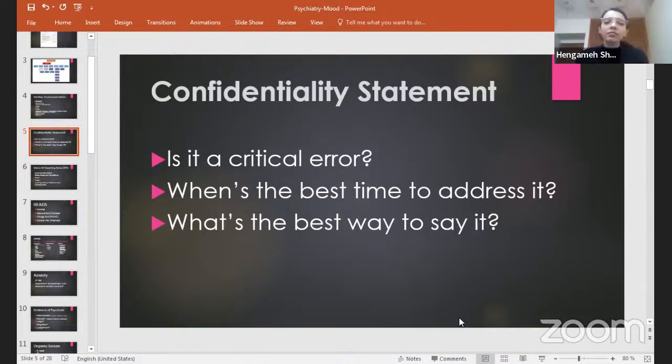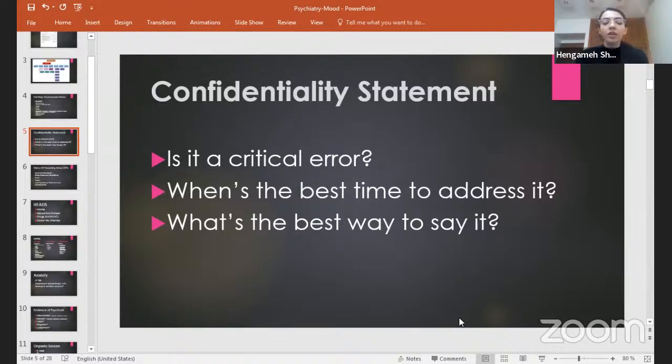So the thing is, you've got a point. In the AMC, we cannot say for sure what's a critical error. It really depends on your role player. Let's say you start a case that looks like a psychiatry case. You introduce yourself, you start with your open-ended question, and you start asking psychosocial history. For instance, you start by asking, how's your mood been? But you forget to mention the confidentiality statement.